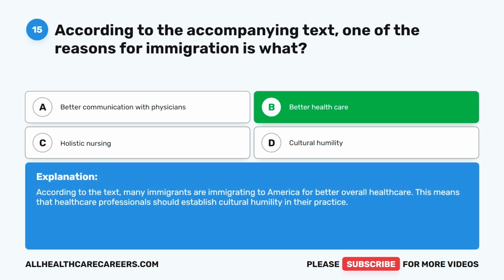According to the text, many immigrants are immigrating to America for better overall health care. This means that healthcare professionals should establish cultural humility in their practice.